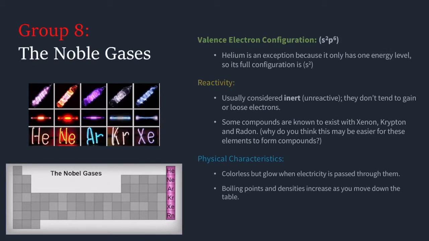There are some compounds that are known to exist that have krypton, xenon, and radon, the largest of these noble gases. And that's just because they've got valence electrons that are really far away from their nucleus. And so they're not under as much influence from their nucleus as the valence electrons around the smaller noble gases. And we'll talk more about that in our next video when we talk about the trends on the periodic table. But another piece of information about these is that the boiling points and densities will increase as we move down this group.